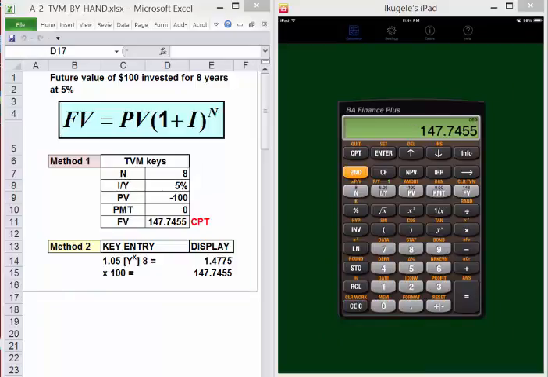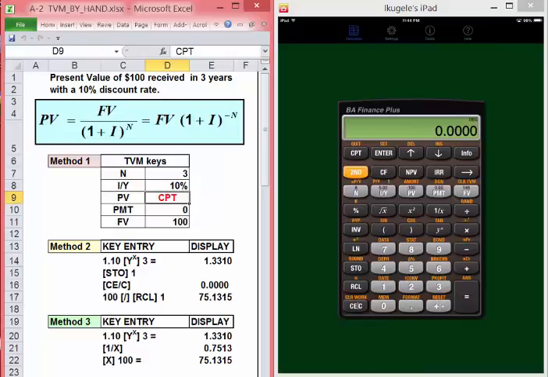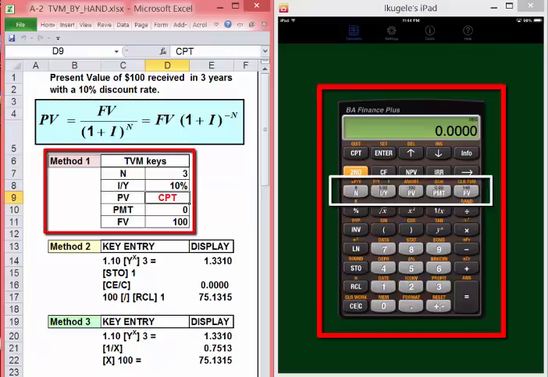Now, let's look at example 2. Example 2 is a plain present value problem. Find the present value of $100 to be received in 3 years if the discount rate is 10%. Again, there's our formula. In this case, present value, assuming I is non-zero, present value is going to be less than future value. Method 1, again, uses the TVM keys. So, 3 N, 10 IY, 0 payment, 100 future value, compute present value, 75.13.